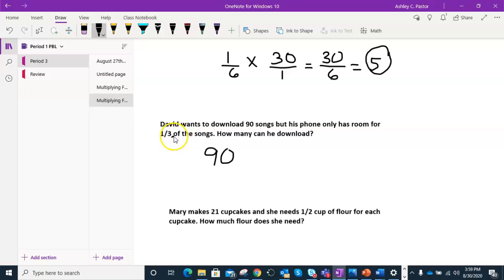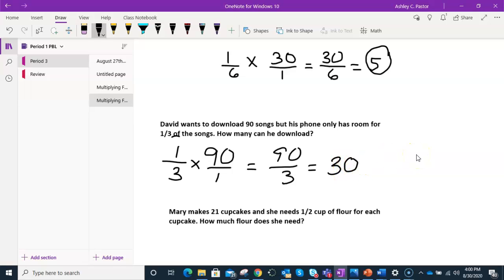So remember, we know that "of" means multiplication. So that's 1/3 times that 90. So that would be 90 over 1. So again, I'm multiplying straight through. So this would be 90 over 3. And if I divide that, that's going to be 30.